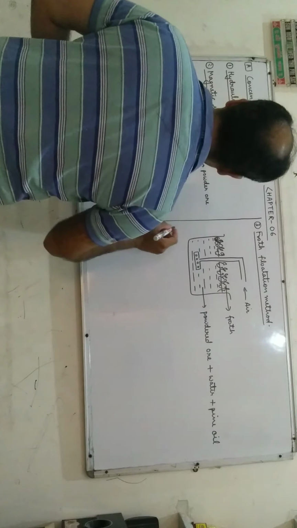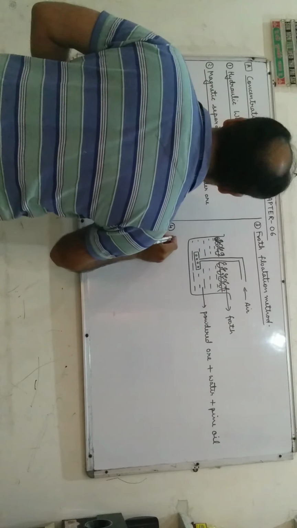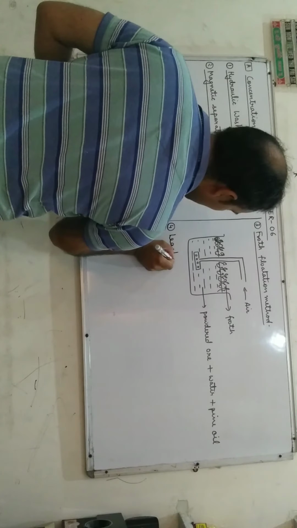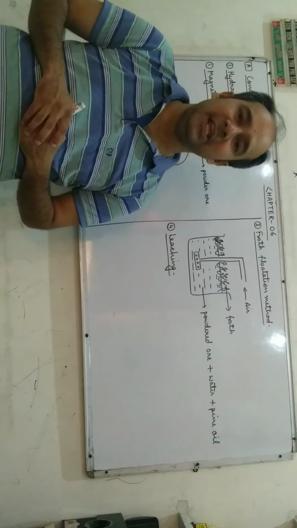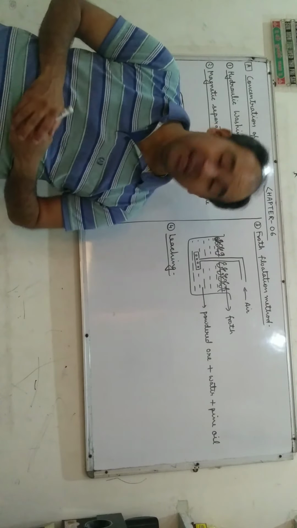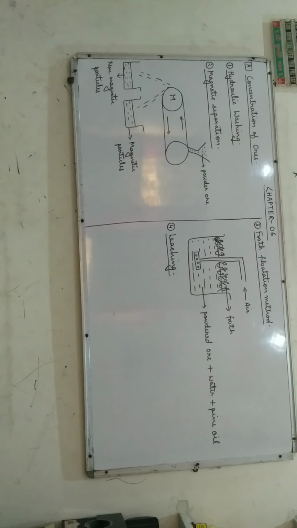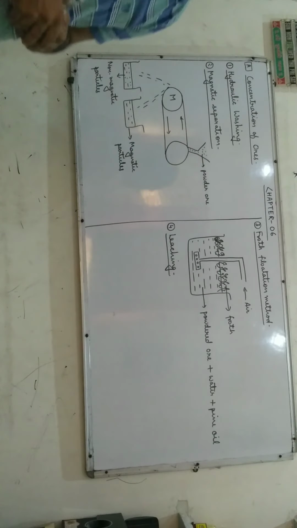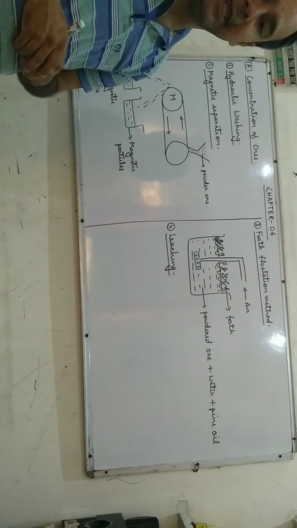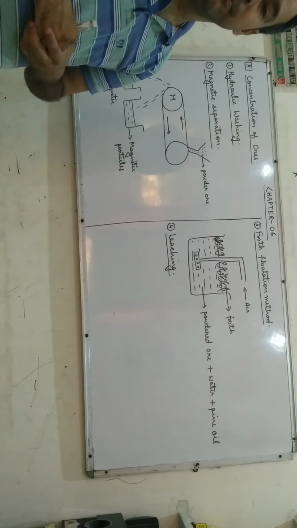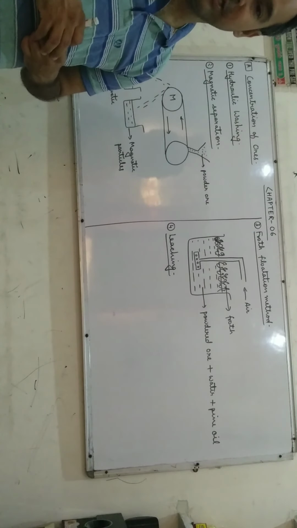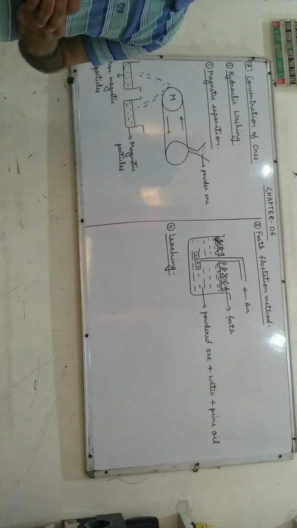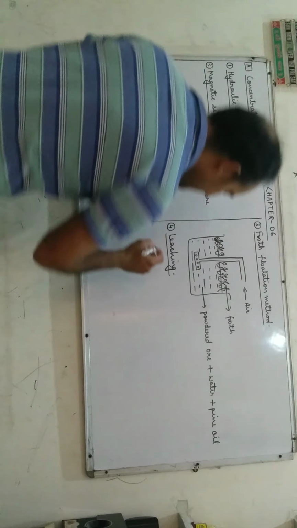Now, let us consider the fourth method of concentration of ore. It is leaching or chemical separation method. This method is employed when the ore is soluble in a suitable solvent. For example, concentration of bauxite ore is carried out by heating at 35 bar pressure and a temperature of approximately 473 Kelvin.